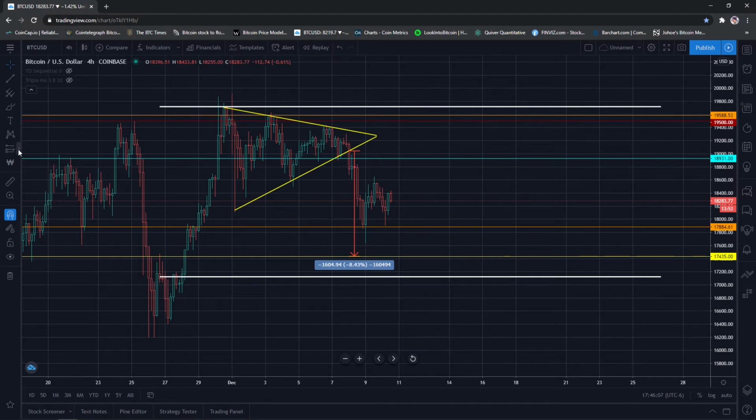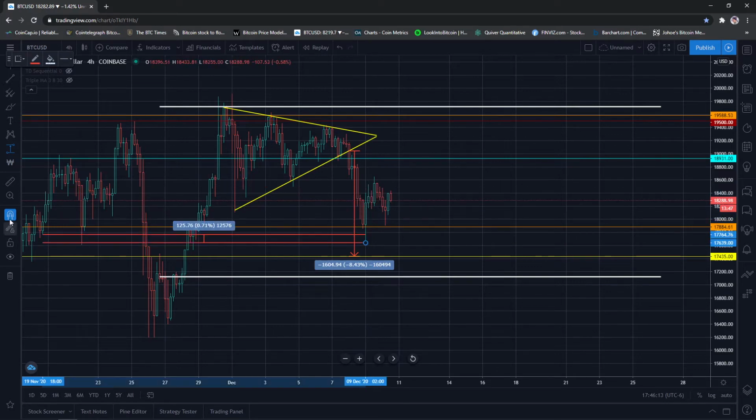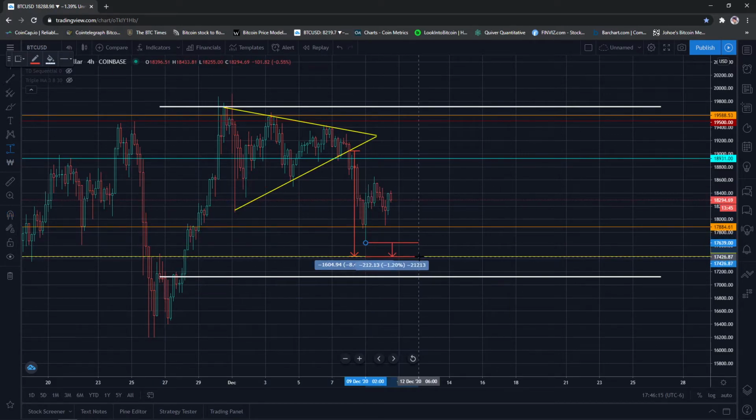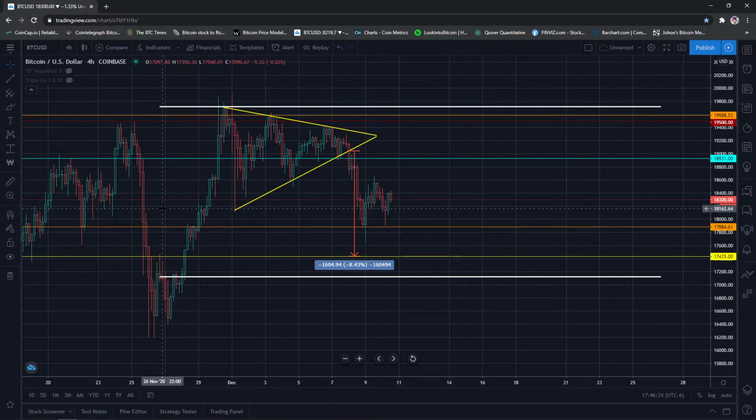Now, what's the difference between what we recorded and where the target said we were going? The difference is roughly 1.2%. So we came within 1% of the target. Now, on a $18,000 asset, is that good enough? Is that close enough? Is that in the margin of error for this type of pattern? That's data I cannot find.